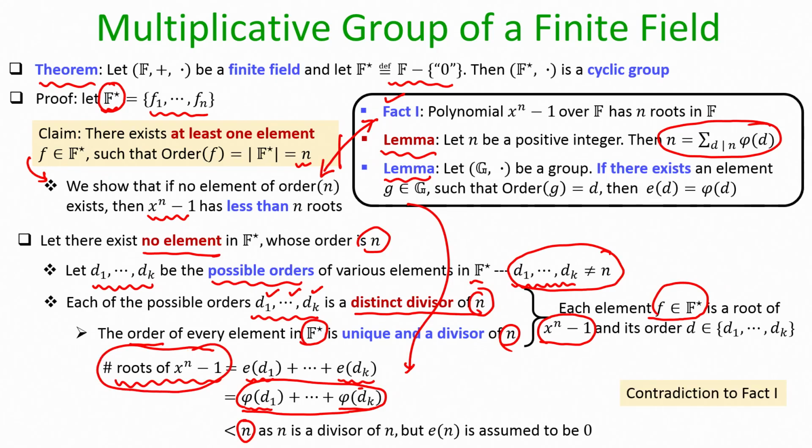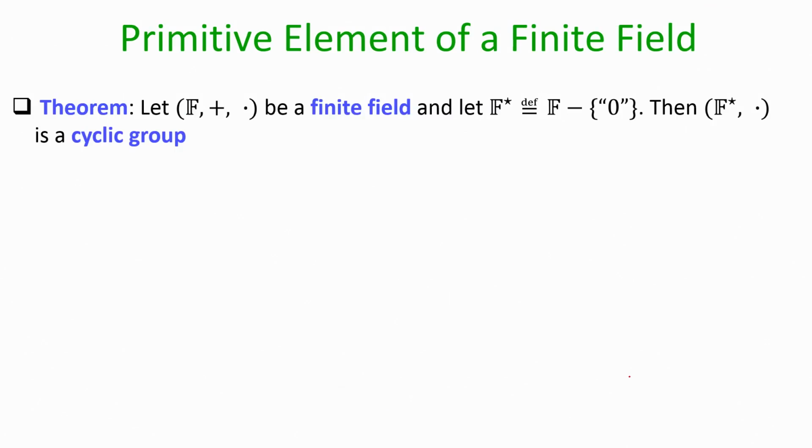So, this goes against fact 1, because I have separately shown already that indeed there are n elements from f which constitute the roots of this polynomial. In fact, all the elements of f star satisfy this polynomial, and that is possible only if at least one of the elements from f star has order n. Okay. So, that proves the theorem. So, now let us apply this theorem here.